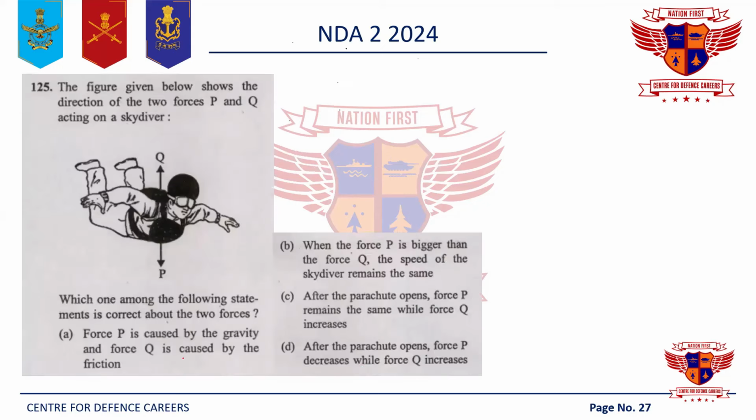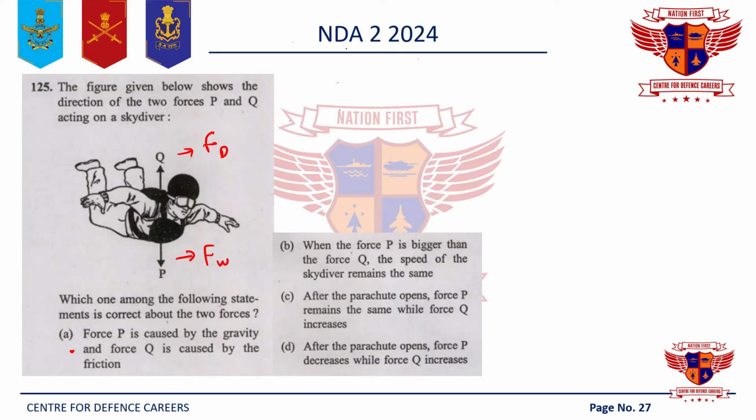Moving on to the next question. The figure given below shows the direction of two forces P and Q. P is because of the weight of the astronaut, so let's call this Fw, and Q is because of the air drag, let's call it Fd. Which of the following statements is correct about the two forces? Force P is caused by gravity and force Q is caused by friction. Yes, maybe this option is correct. Let's look at the other options and then come back to this one.